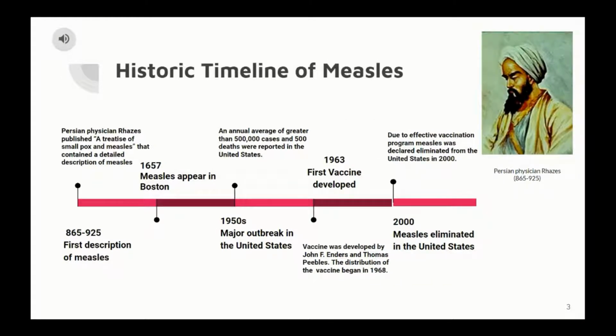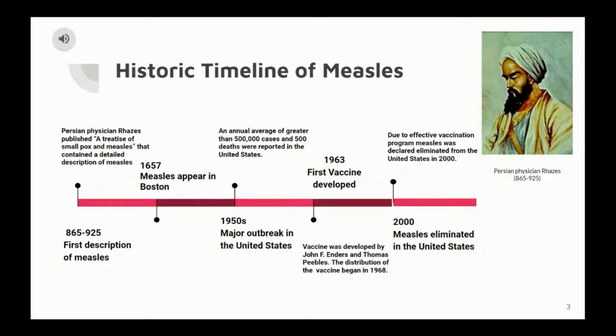Historic timeline of measles. Persian physician Rhazes, aged 65 to 925, was the first to give a detailed description of the disease. He published this description in a treatise of smallpox and measles. In it, he also distinguished that smallpox and measles are two different diseases. In 1657, measles first appeared in the United States, in the city of Boston.